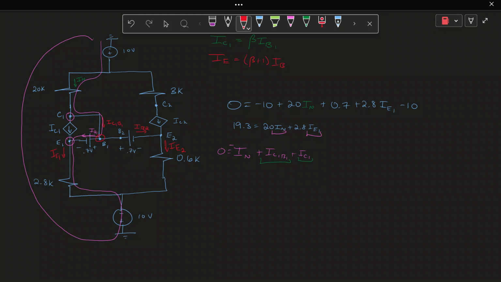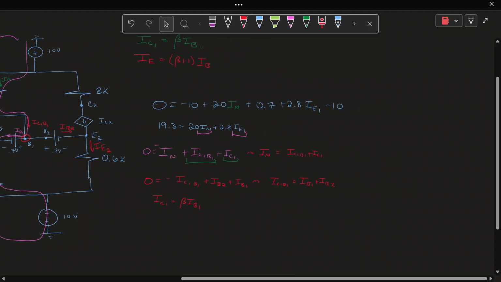So again, we have to use our knowledge here. Use a KCL at this node now, at base 1. So 0 is equal to minus IC1B1, and IB2 is leaving, and IB1 is leaving. So what do we know about IC1B1? Well, this is equal to IB1 plus IB2. Okay, well that's something at least, right? We can also say IN is equal to IC1B1 plus IC1. But what is IC1 equal to? IC1 is equal to beta IB1.